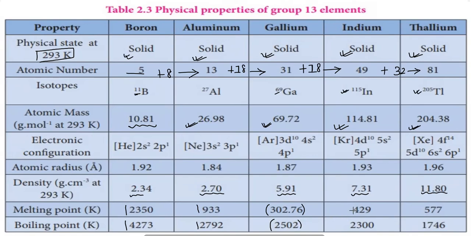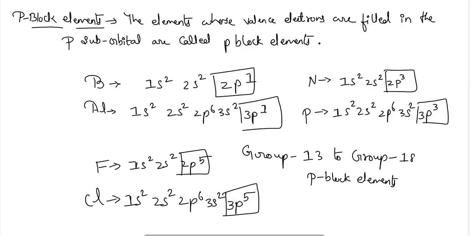Next, 429 for indium. So here also you can see that it has a very low melting point temperature, and for thallium also it is 577 only. The boiling points are 2300 and 1746. So here you can see that on moving down, not gradually but very drastically, the change in melting point and boiling point is observed. So now let's discuss why these kinds of properties are seen here.